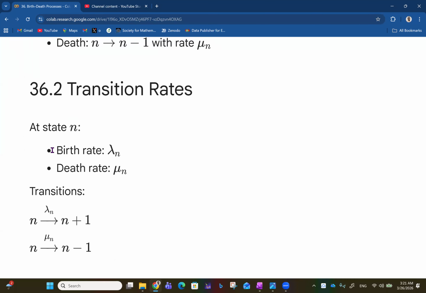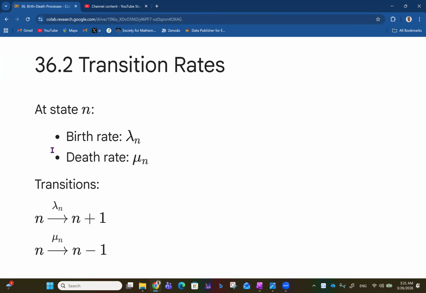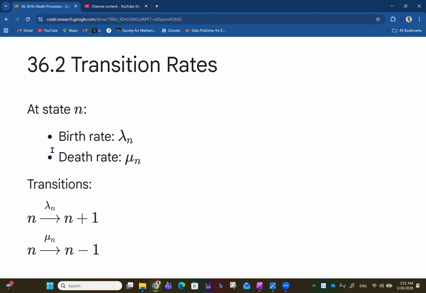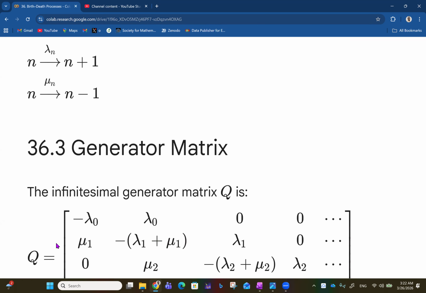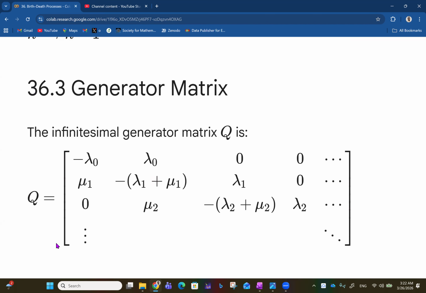Now, talking about the transition rates, I believe this is what we've been seeing previously in what we know as the generator matrices, right? Because you see that minus lambda, lambda and mu, minus mu kind of thing in those matrices. So at state n, the birth rate is lambda n and the death rate is mu n. From n to n plus 1, it happens at rate lambda n. From n to n minus 1, it happens at rate mu n. That's basically what the birth-death process is about.